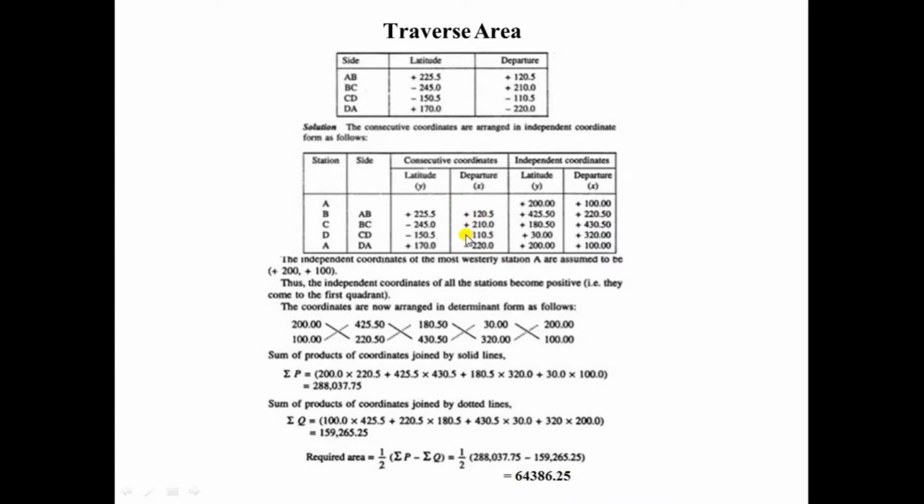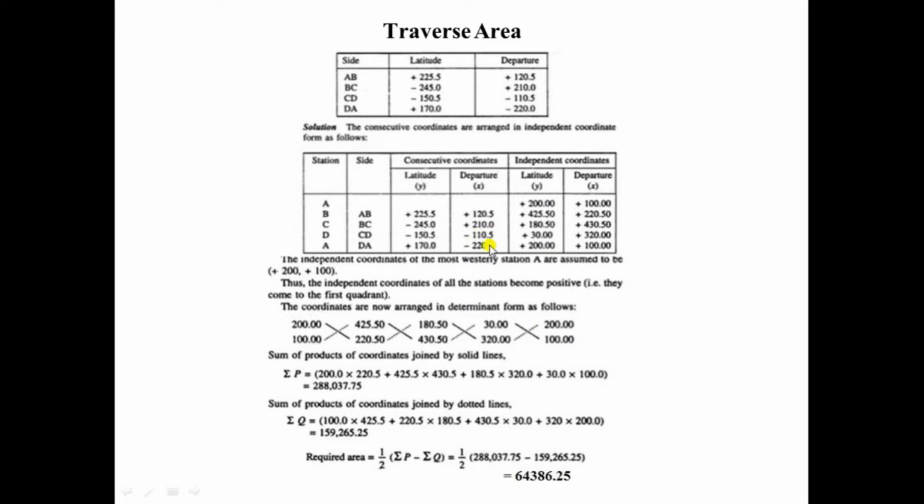So we have to select the number that should be nearly about the y coordinate, right? Latitude is the y coordinate, and departure is the x coordinate. The maximum y coordinate is nearly about 205 and departure is nearly about 110, so we can select 100. So we have to assume 200 and 100 as the first independent coordinate.